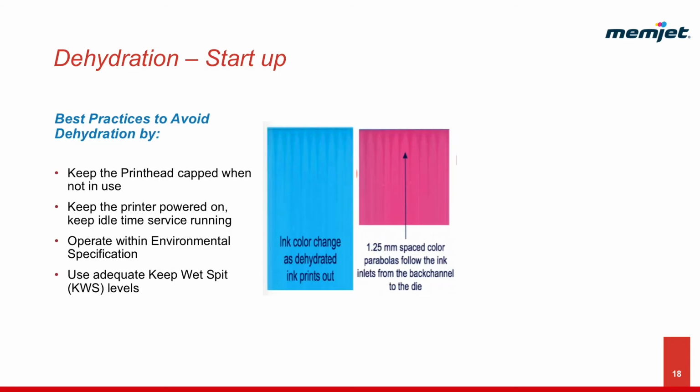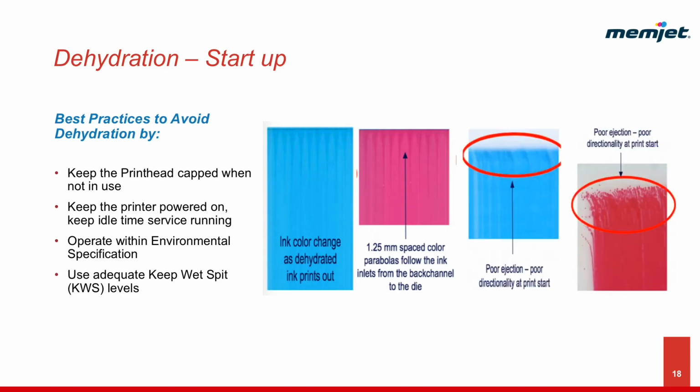Startup dehydration has intensified color. These appear as parabolic shapes spaced about 1.25 millimeter apart. This issue dissipates down the page as the nozzles are refilled with fresh ink. Moderate dehydration displays as the startup directionality issue. Both the slight and the moderate dehydration tend to print through and recover, but this compromises your first printout.